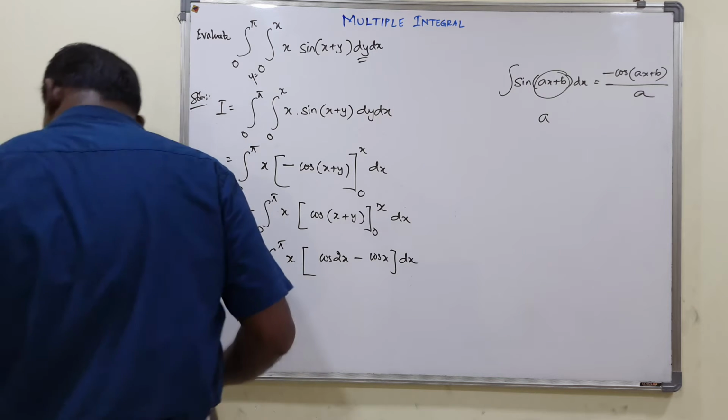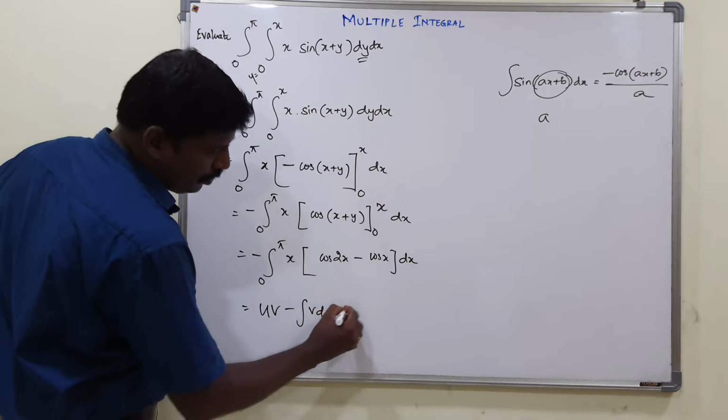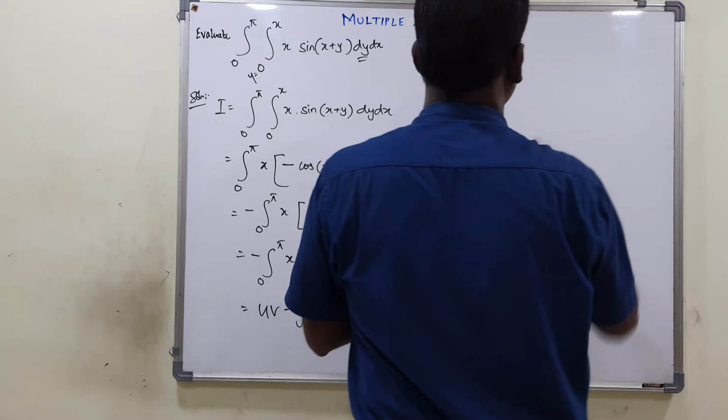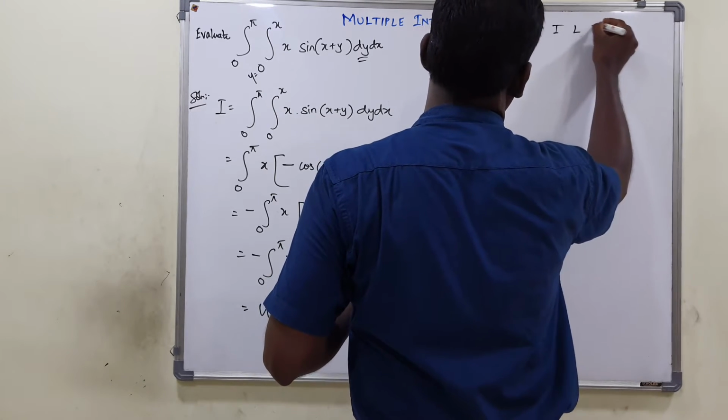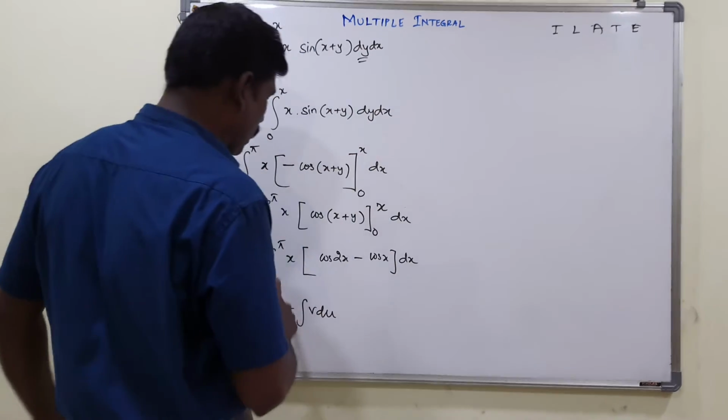We can apply the uv minus integral v du formula. Okay, so what is u in the ILATE formula? ILATE. So which one comes here?